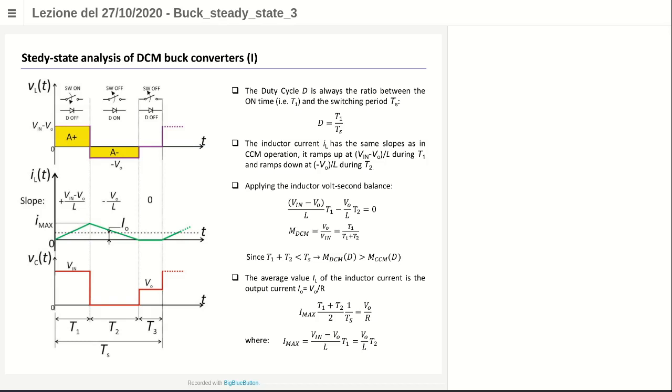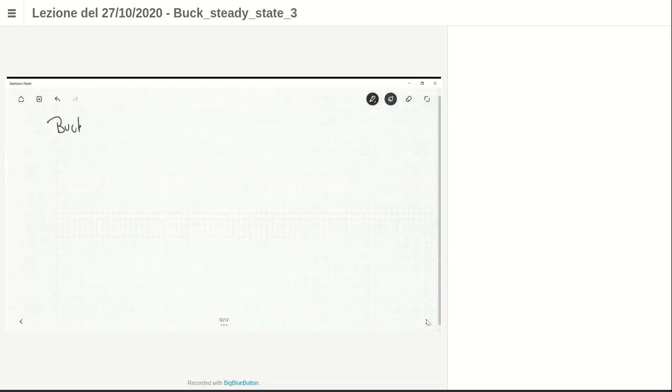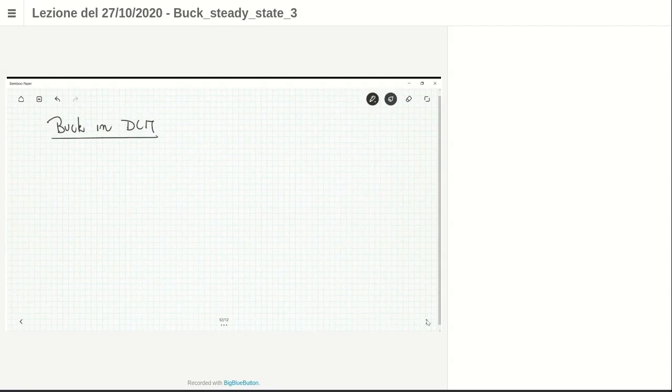So let's, and this requires the whiteboard, derive the conversion ratio for the buck in discontinuous conduction mode, DCM, or light load mode of the buck. Let's have a look at the voltage across the inductor. This is exactly what we did for deriving the conversion ratio M in CCM. We have to look at the inductor voltage.